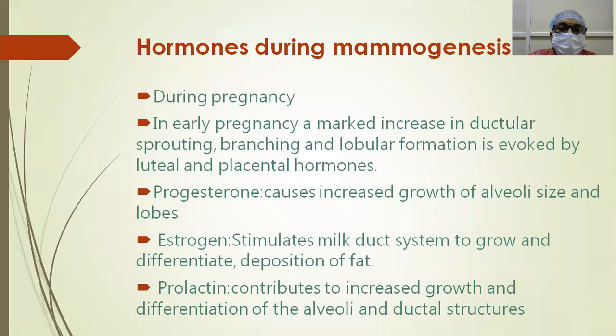and differentiate, and deposition of fat. So growth of the ductal system, differentiation and deposition of fat, estrogen plays a role. So in mammogenesis, progesterone, estrogen, and prolactin play a role. Prolactin contributes to increased growth and differentiation of alveoli and the ductal structures.